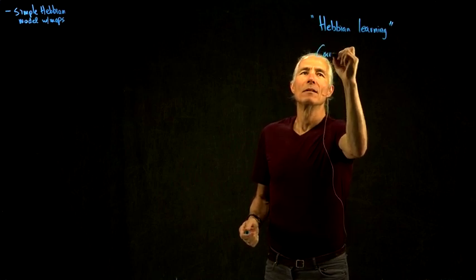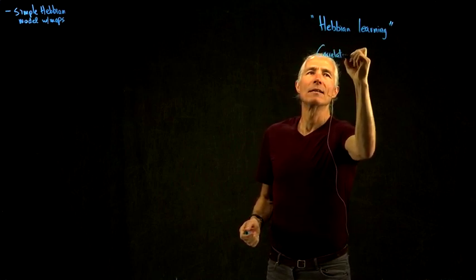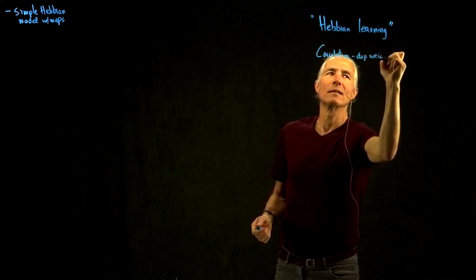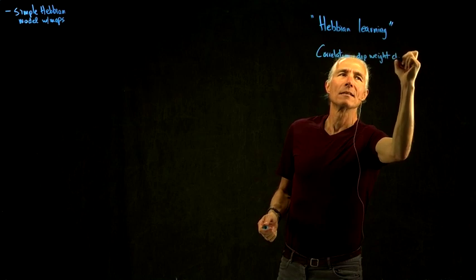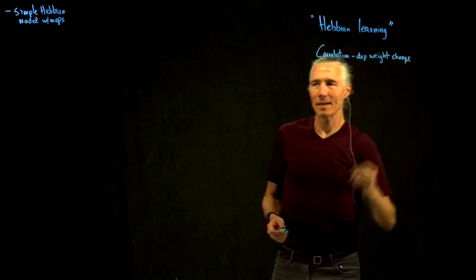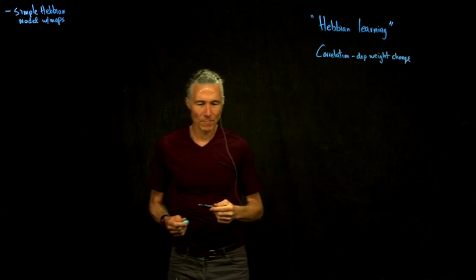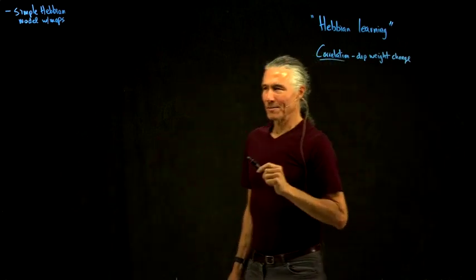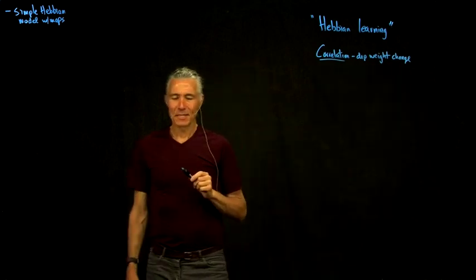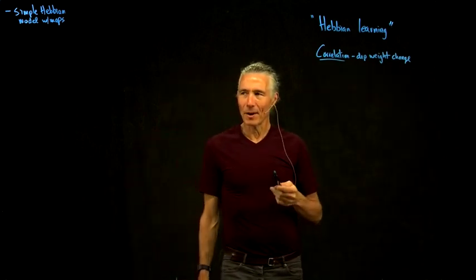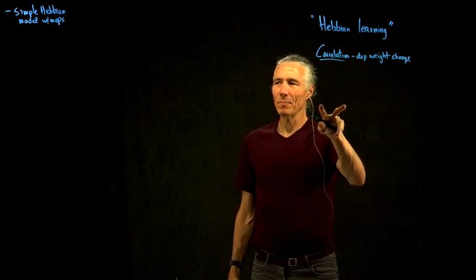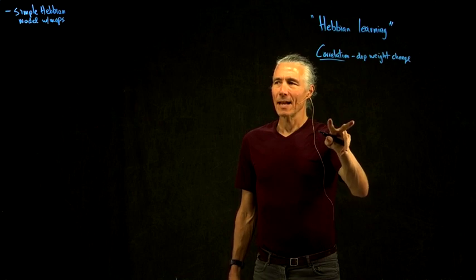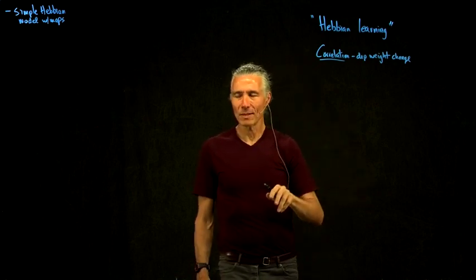So, correlation-dependent weight change. That's generally what people mean when they say a Hebbian learning rule. So what is correlation? Correlation is basically a dot product. It's just you take a bunch of pairs of things and multiply them by each other and then add them up. That's fundamentally what correlation means.